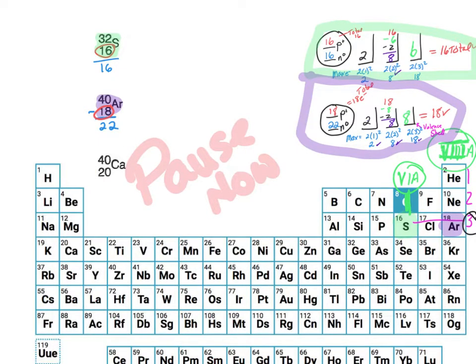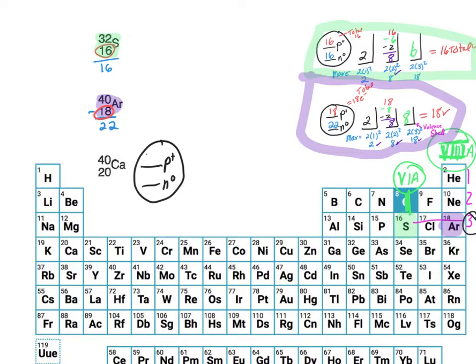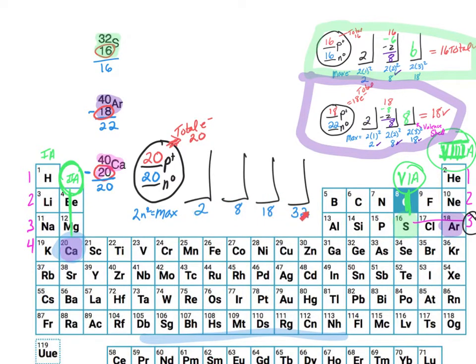Start by drawing the circle. We put in 20 protons, that's also 20 electrons. Then we put in 40 minus 20, so we also happen to have 20 neutrons. We see that calcium is in the fourth period, so we're going to put in 4 shells. And then we're going to start by putting in the number of valence electrons. It's a group 2A, so we put in 2.